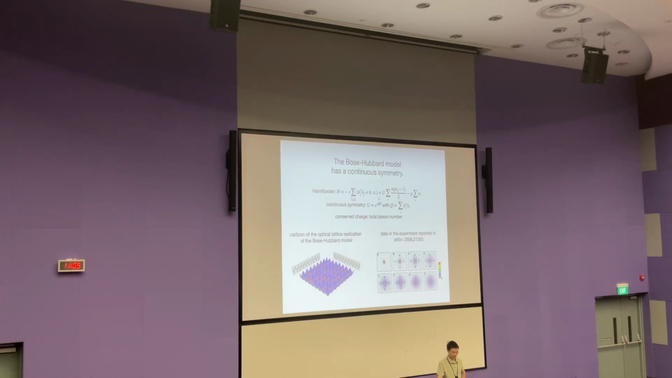This Hamiltonian consists of multiple terms. For example, this first term, here i and j are the indices of the sites. The first term represents the hopping of the boson from one site to its nearby site.